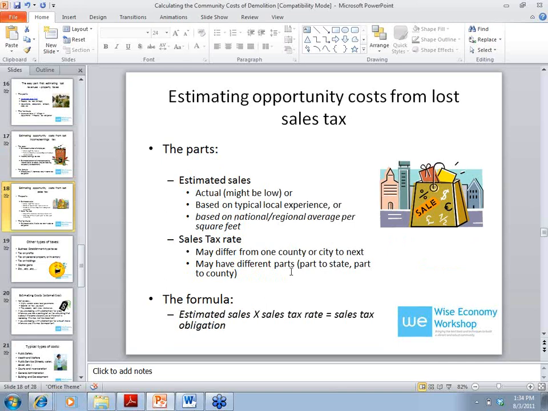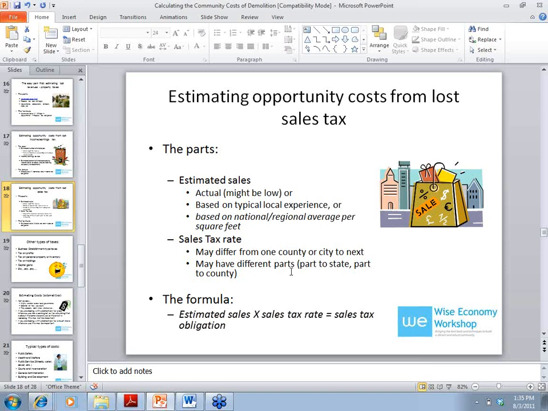Sales tax is a similar kind of situation. You can estimate it based on typical local experience. Again, talking to your local retailers should give you a sense of that number, or you can find national averages per square feet. I haven't found a national average that I'm totally happy with in a small city type environment, so I would actually recommend talking to your local retailers to get a handle on that.